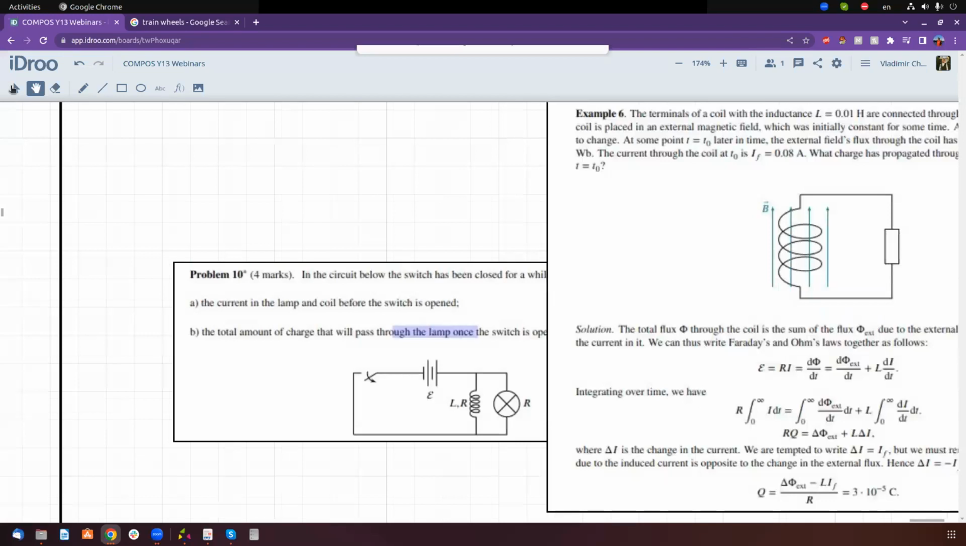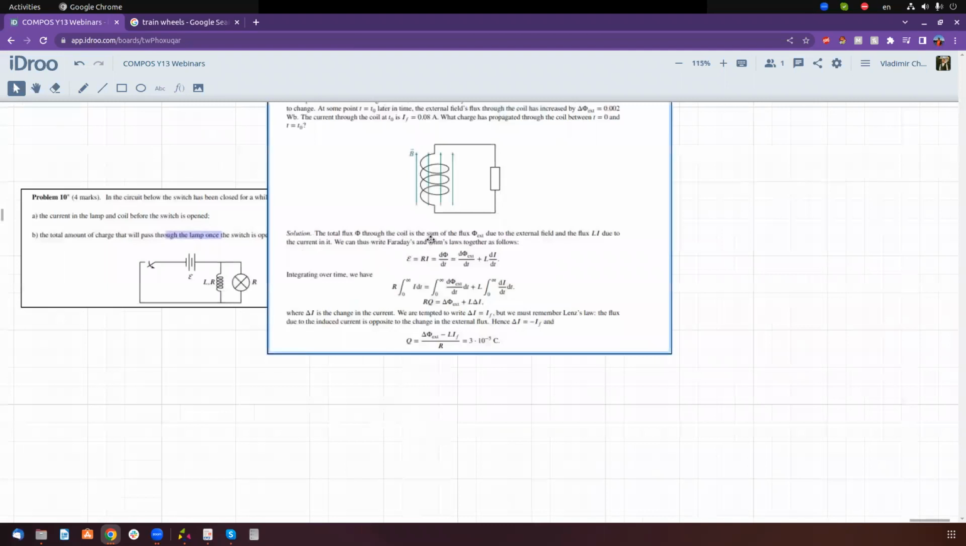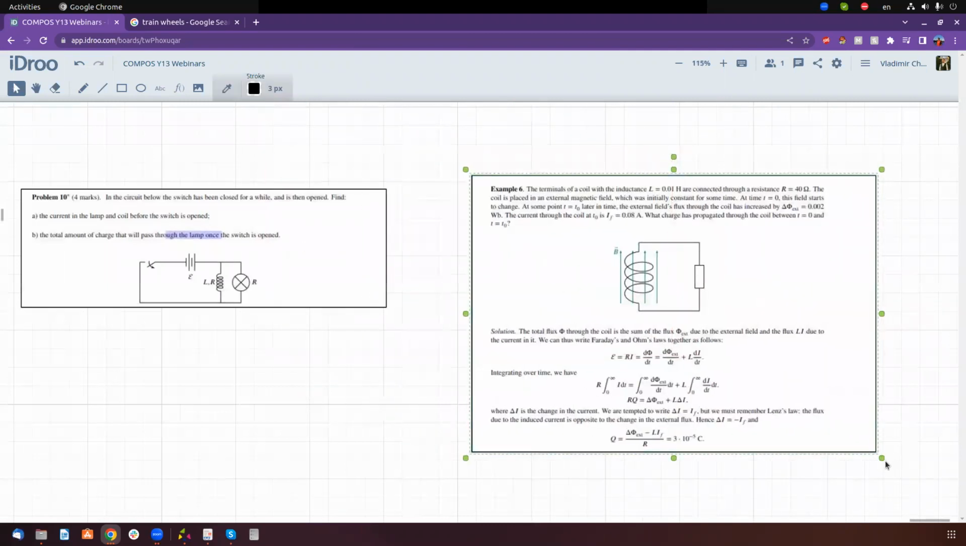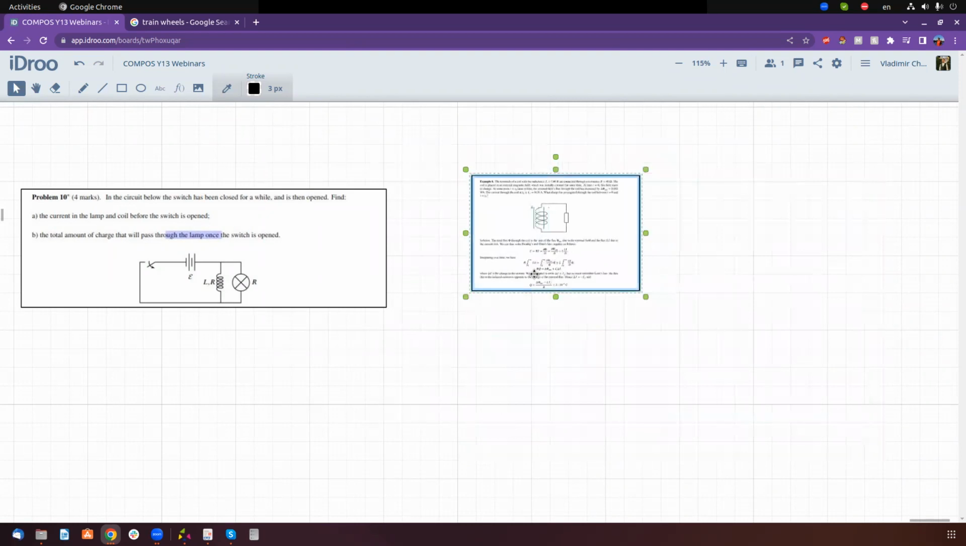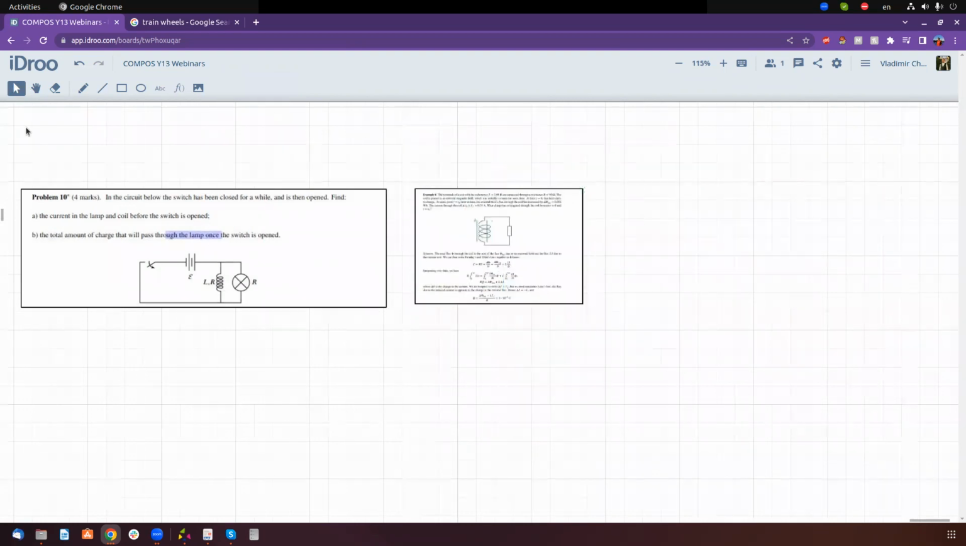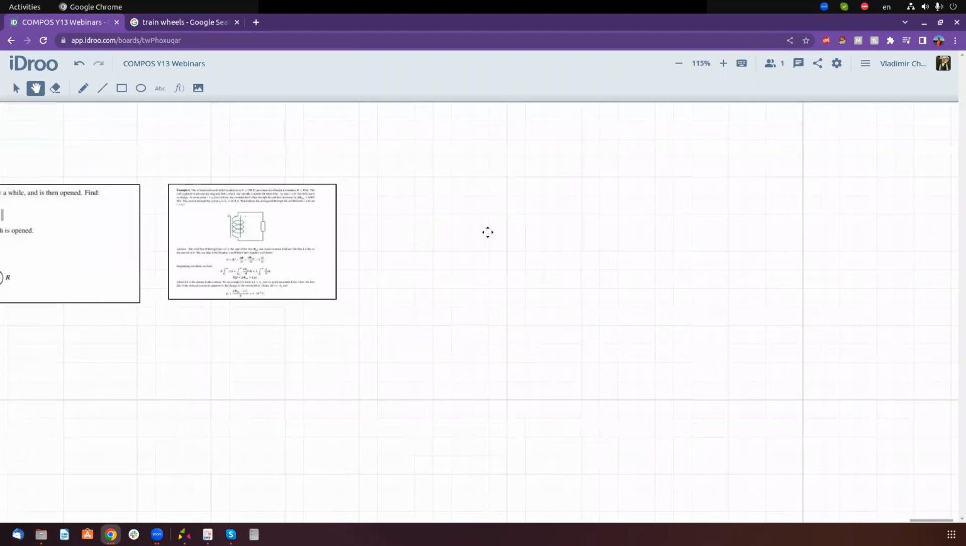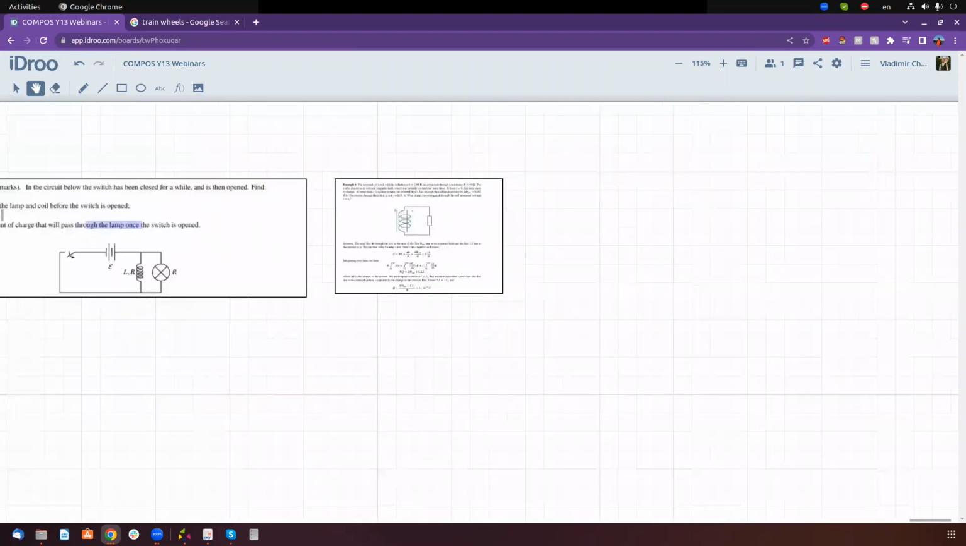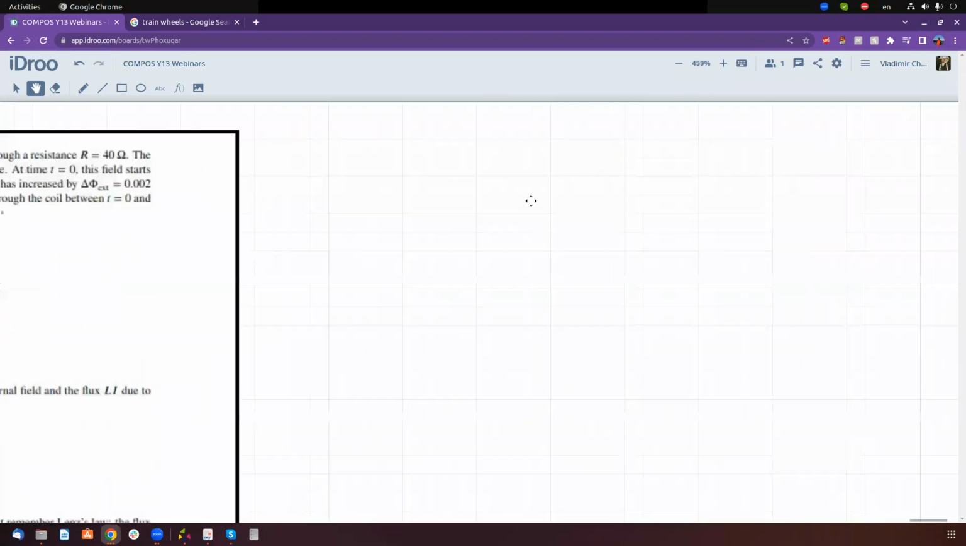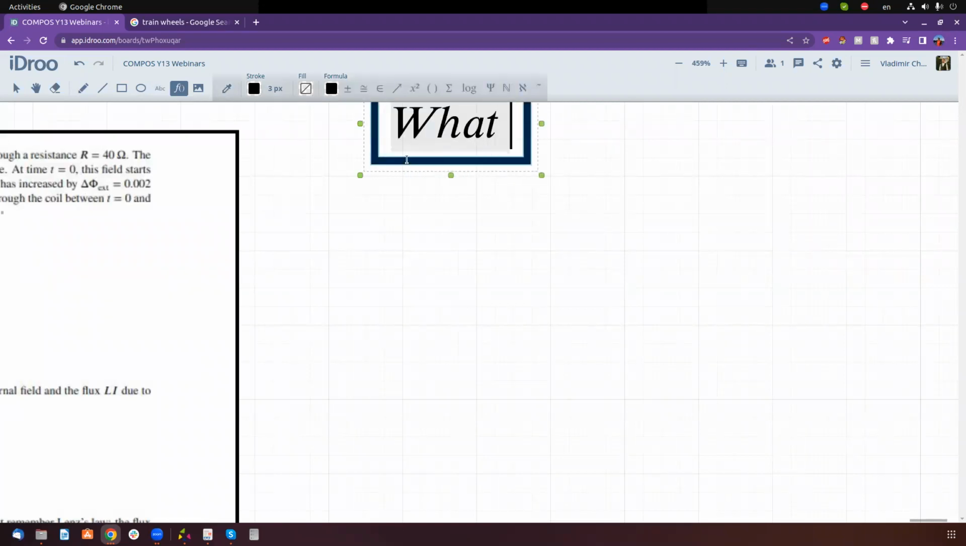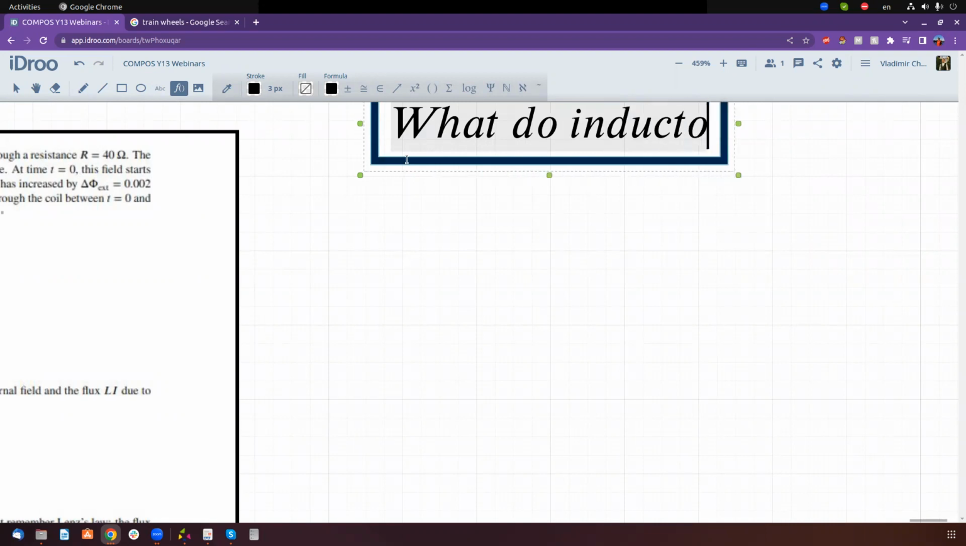Example 6. But before we do this, I kind of want to talk to you about inductors. What do inductors do? Let's say you have an inductor. What are inductors?